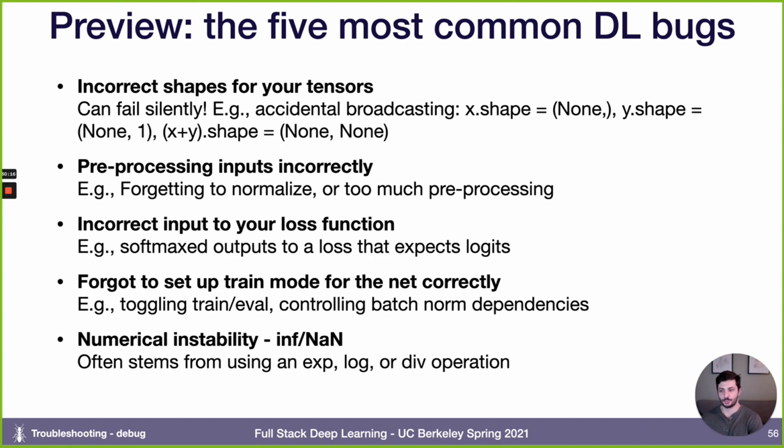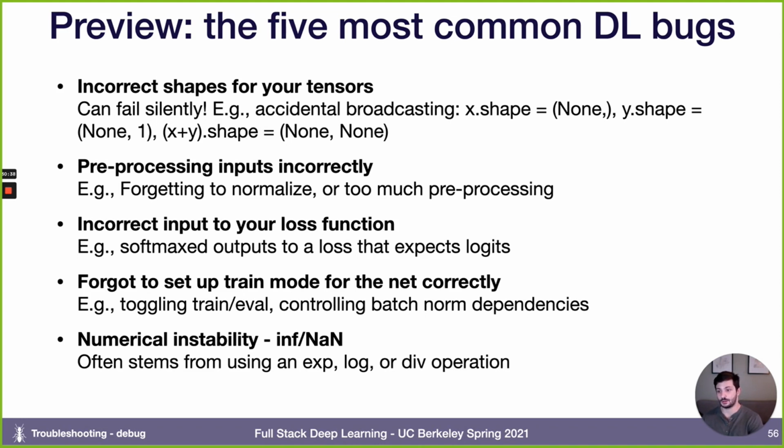One other thing that's really easy to do by accident is to have the wrong input to your loss function. A lot of times the loss function will expect just the raw logits from your model, but you'll take the softmax because that's logically what you want the input to be, and then you'll get bugs because of that. Forgetting to set up train mode for the net correctly.